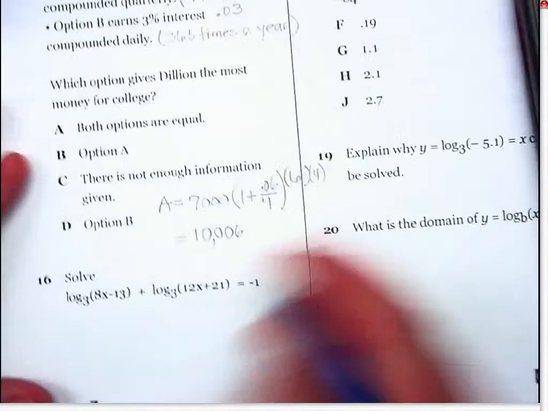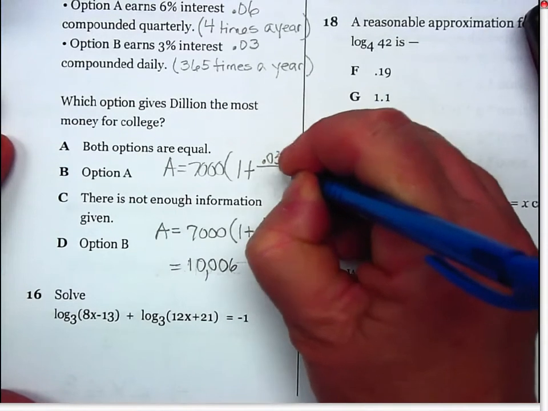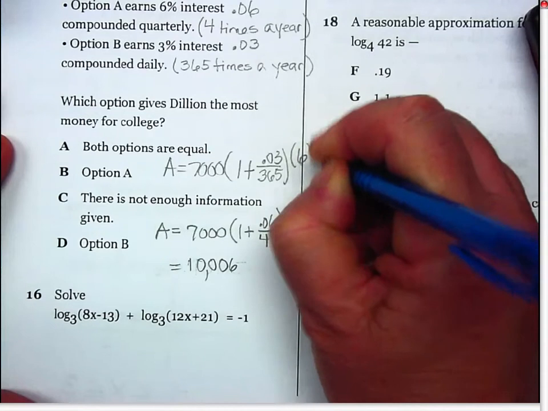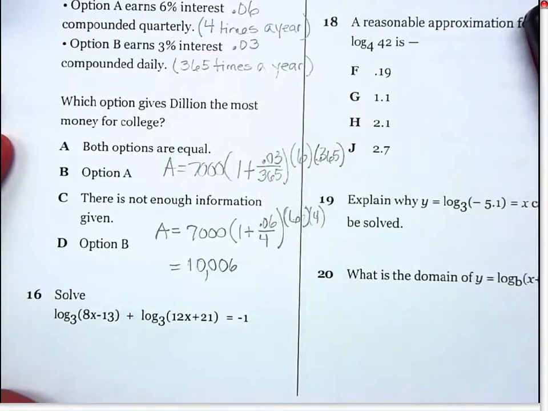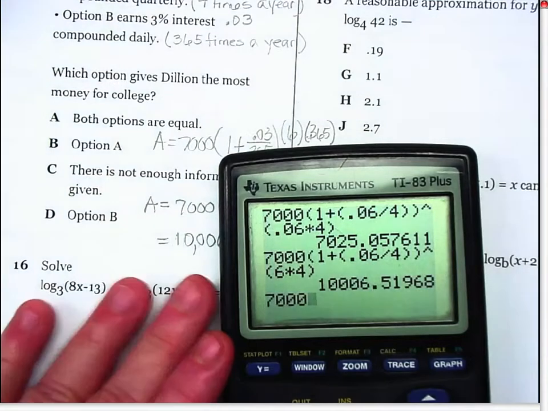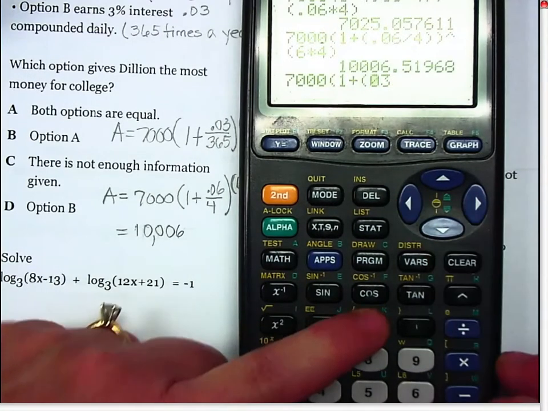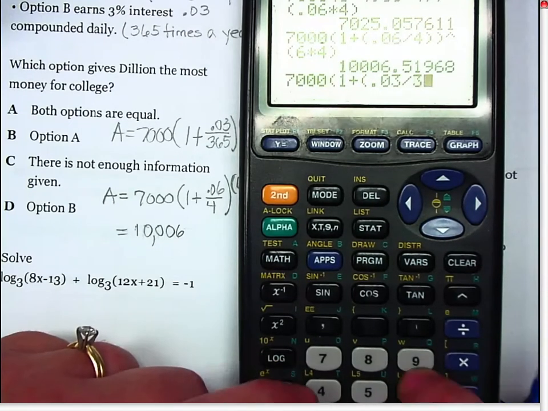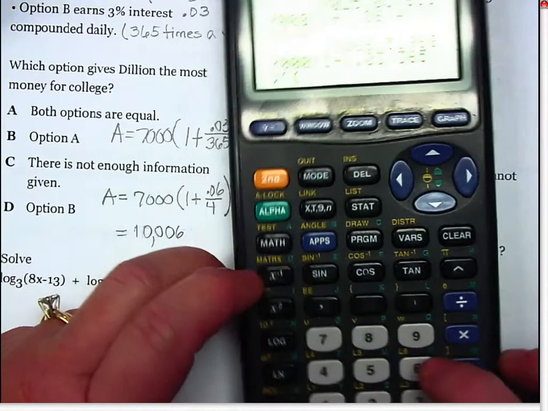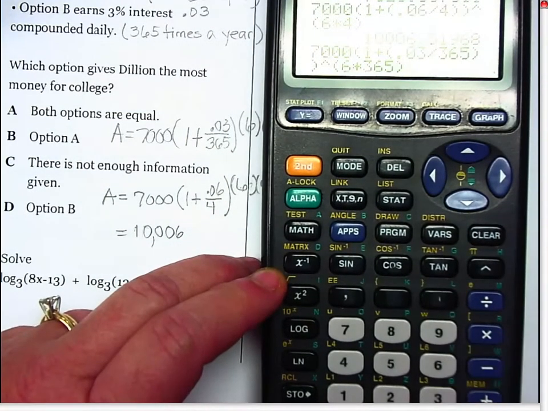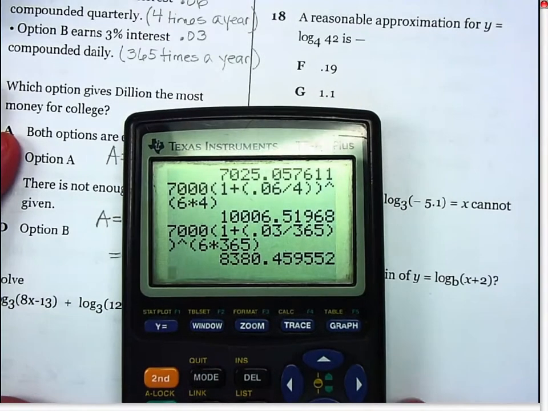Okay, and then the other one would be 7,000 times 1 plus 0.03 divided by 365, to the 6 years times 365. I got 8,380. Well, that's a lot less, isn't it? 1 plus parentheses 0.03 divided by 365. Remember? 8,380. Here we go. Oh, yeah. 8,380.